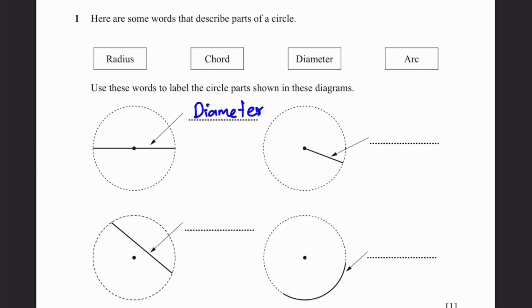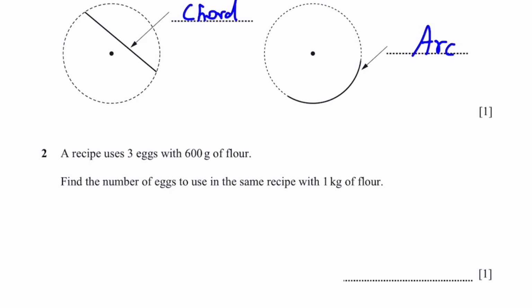Number 2, this is a straight line that connects the center to any point on the circumference, which is a radius. The third one, this is a line which connects 2 points on the circumference of the circle, which is a chord. Fourth one is a curved line going along the circumference which connects any 2 points on the circumference. That's an arc.